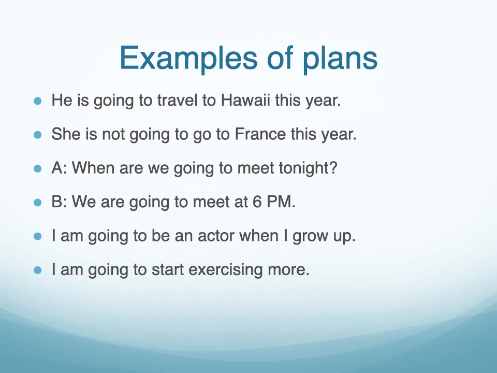And the last example, "I am going to start exercising more." So again, this is a more realistic plan, something that this person has control over. And they're planning on exercising more. So we would say, "I am going to start exercising more." So these are some examples of how we can use be going to when we're talking about future plans.